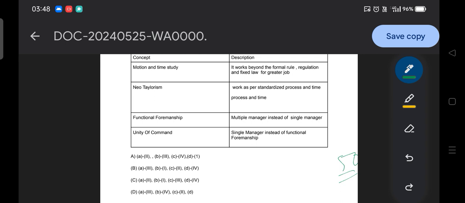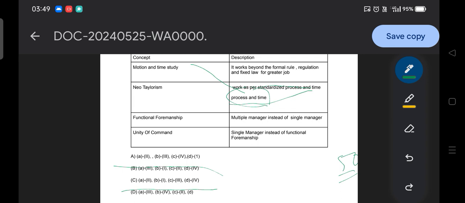So guys, the time is off. Let's try to match motion and time study. Motion and time study works as per a standardized process and a standardized time process. So option 1 goes with option A, the second. You can eliminate these things. Option D is eliminated, option B is eliminated, and the remaining options are A and C.